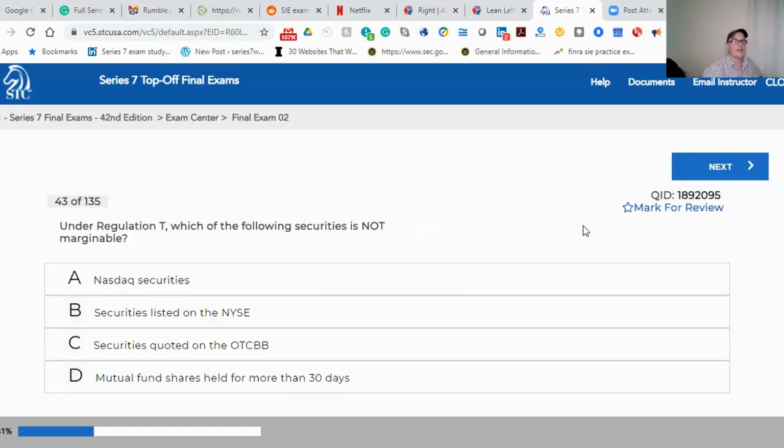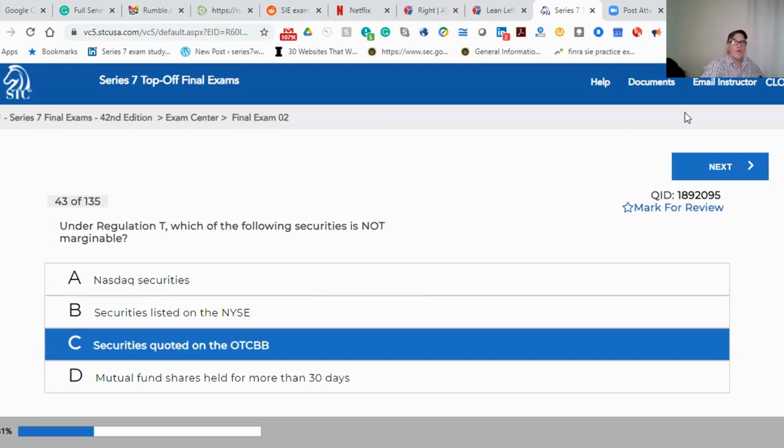Okay. Under Reg T, which of the following securities is not marginable? Basically anything on an exchange is good. A and B, out. They are marginable. Now the question is, mutual funds are not marginable when you buy them. But remember, when you do an IPO, the first 30 days is not marginable. So the mutual fund does an IPO. Once you've held it for 30 days, it's marginable. I'm going to say over the counter. Over the counter bulletin board and pink sheets are not marginable unless they say marginable securities, which normally would be a stock that went on the pinks or bulletin board, but it was on an exchange at one point.